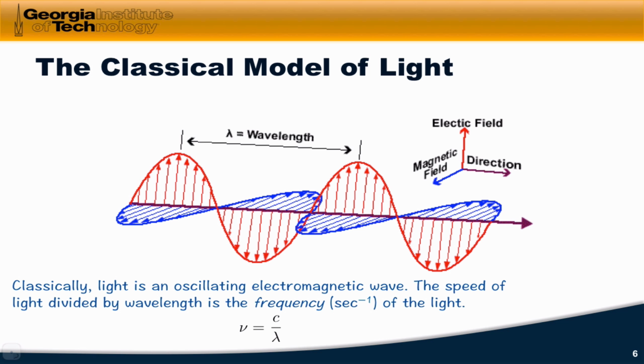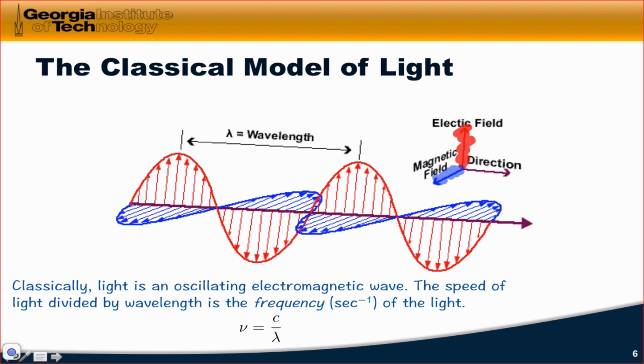Now, the classical model of light says that light is a wave. It's an oscillating electromagnetic wave. On the diagram here, notice that we have the electric field drawn as a red vector, and we have the magnetic field, which is perpendicular everywhere to the electric field, drawn as a blue vector. As a light wave moves through space, that's the purple vector here, the electric field goes up and down and down and up and down over and over again, right? And the magnetic field does the same thing in a plane perpendicular to the plane of the electric field.